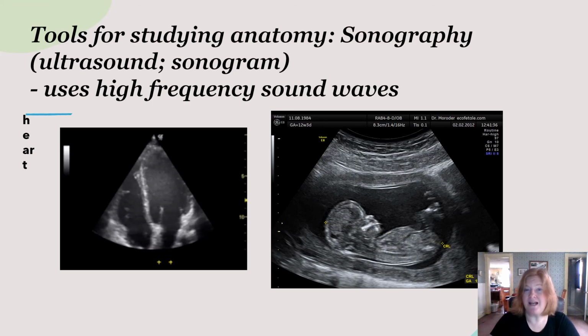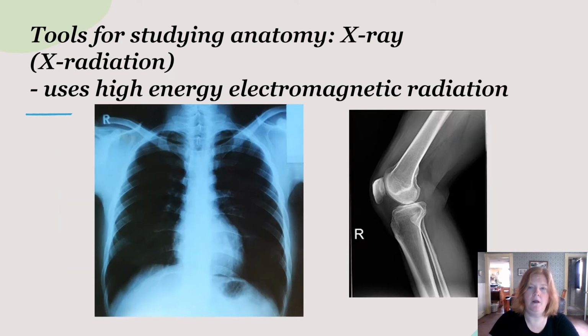We also can use sonography, an ultrasound, a sonogram. It uses high frequency sound waves. If you've ever had one, they use like a jelly, put it on the part of the body they need to look at, and then use sound waves to get a picture of the structure underneath. We can use X-rays, and it uses high energy electromagnetic radiation called X-rays to get an image of what is beneath the surface. Bones come out pretty clearly. The rest is not as clear.